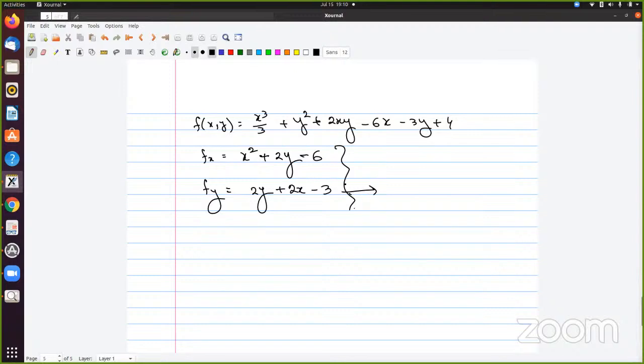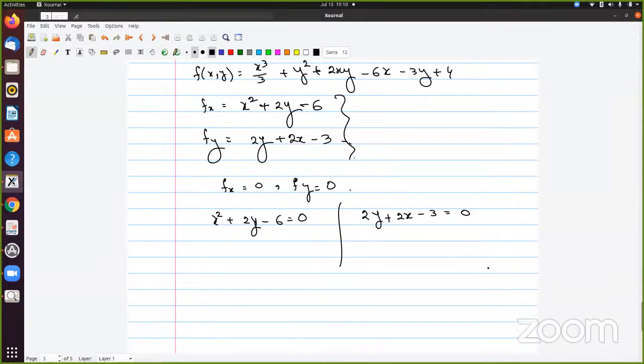Now what we have to do? We have to find some critical points. What are the critical points? Basically, fx should be 0 and fy should be 0. So we should see what these values are. This one is one equation and this one is another equation. So can we solve it? I want you to solve yourself also. I am also solving this.